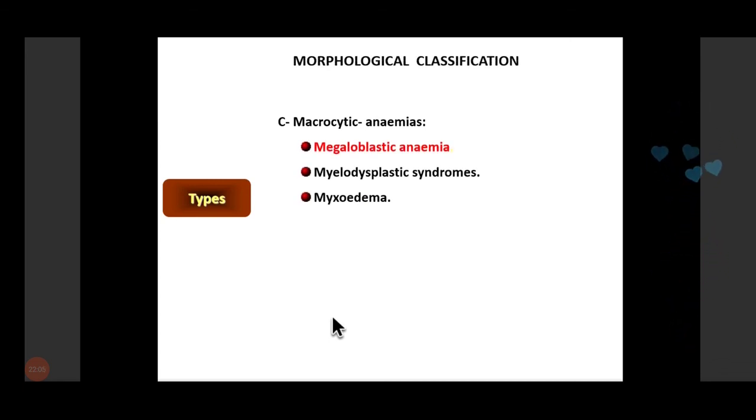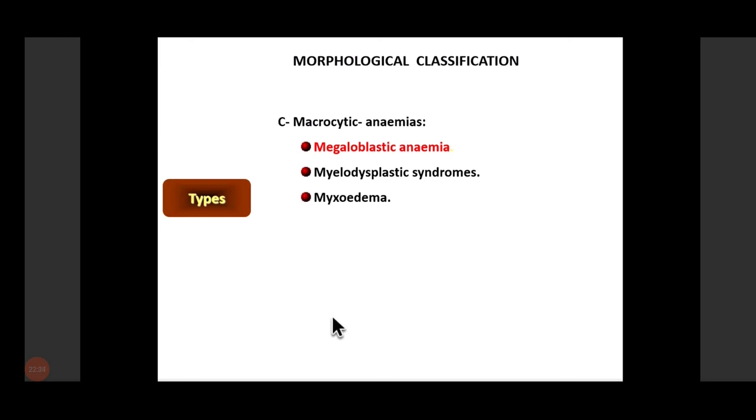Macrocytic, we have a lecture extensively on macrocytic anemias. It can be because of megaloblastic anemia, myelodysplastic syndrome, or myxedema. As the name suggests, macrocytic means larger. The red cells are larger in them. So we have the normal red cells, normal pallor, normocytic normochromic anemias. In macrocytic anemias the cells are larger, and the Hb and hematocrit are less.